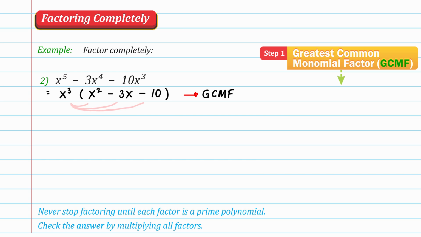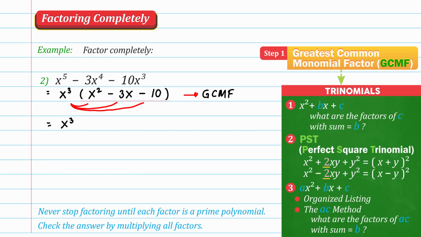You can check, of course, by distributing x cubed. But let's see if we can factor this further. Let's copy x cubed here. Looking at what is left, it's a trinomial. So, we have three possible cases. Every quadratic trinomial can be factored naman by organized listing. However, there are cases where we can use a faster and more systematic method. So let's check the trinomial if it's the first, second, or the third case.